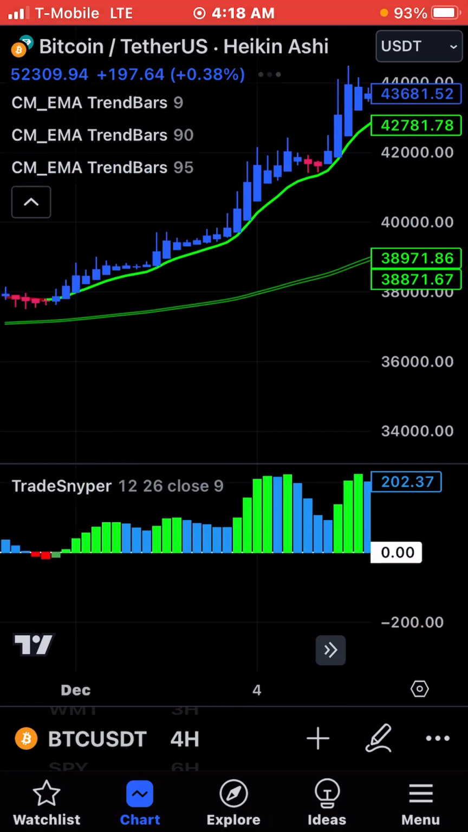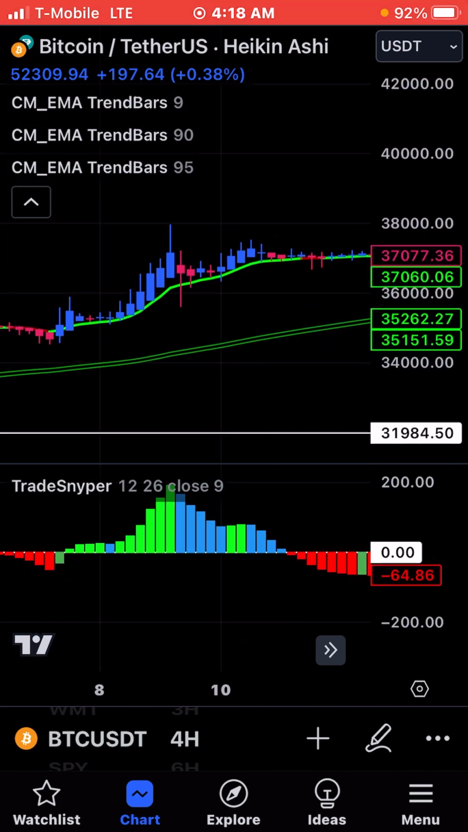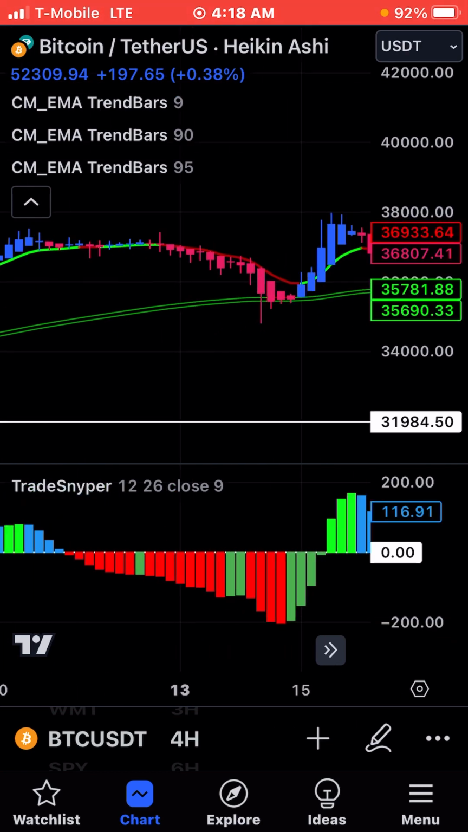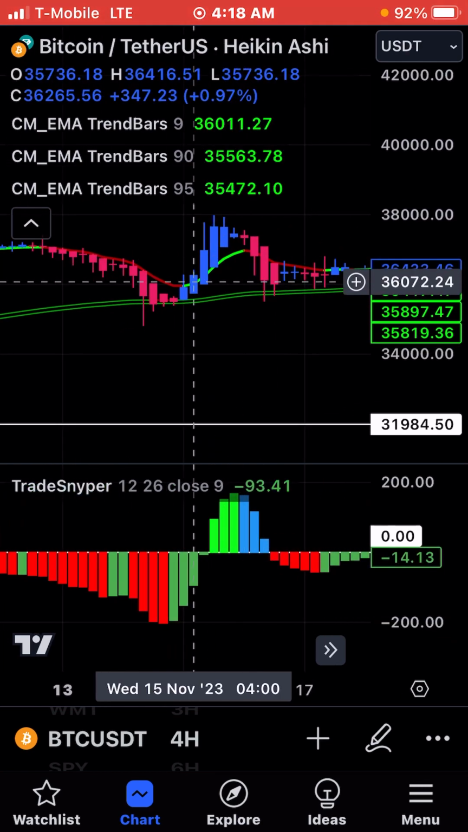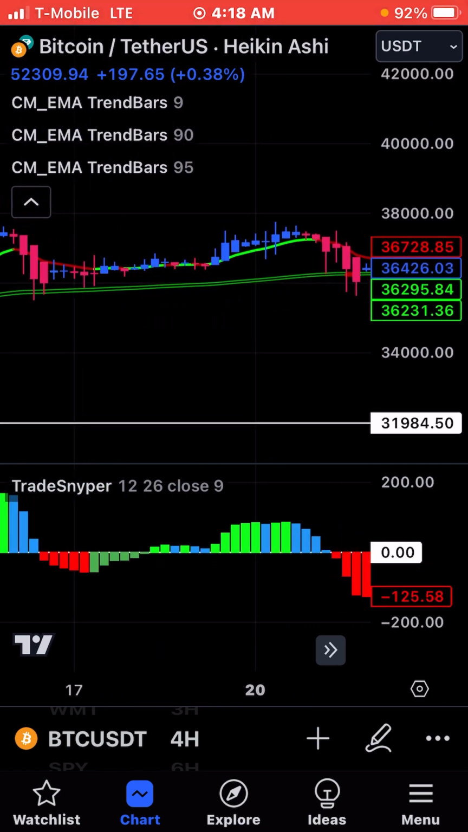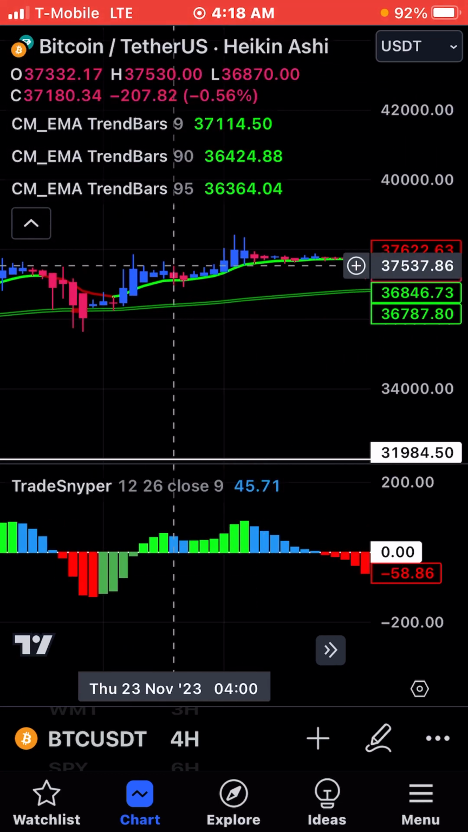Okay, so we are in an uptrend for a very long time. So let's just find those moments. Starts right here. There's a moment right there. There's a moment right here. Now, as long as your 9 and your 90 and 95 do not cross, you are in that trend. That is the current direction. So as long as it doesn't cross, you're in that trend. So then you see another brief moment right here.